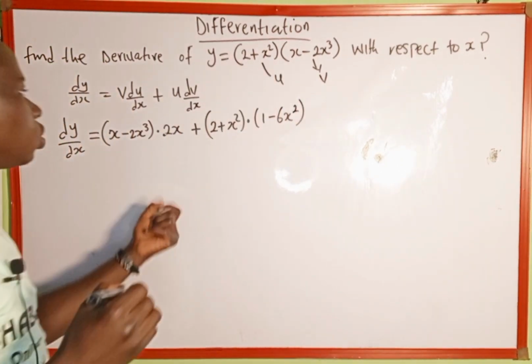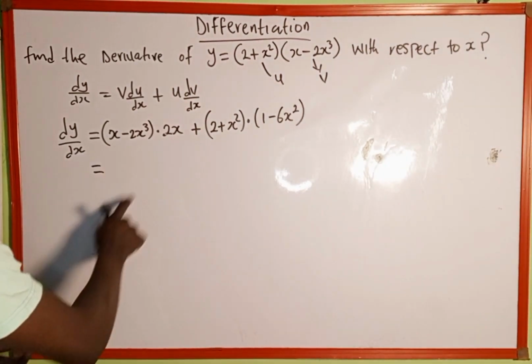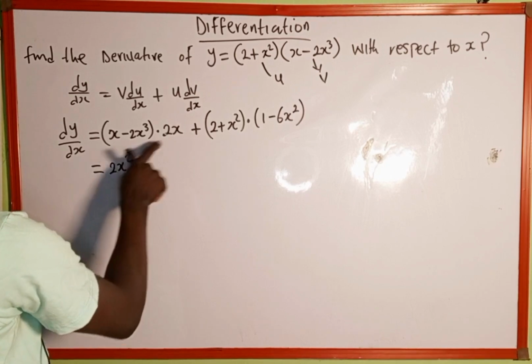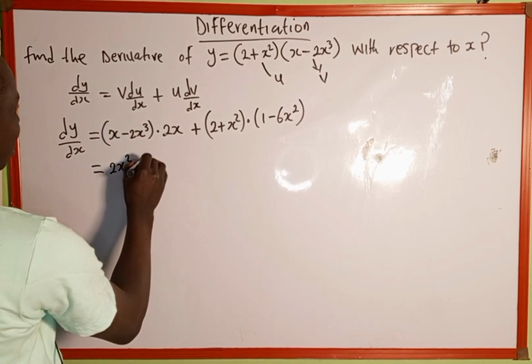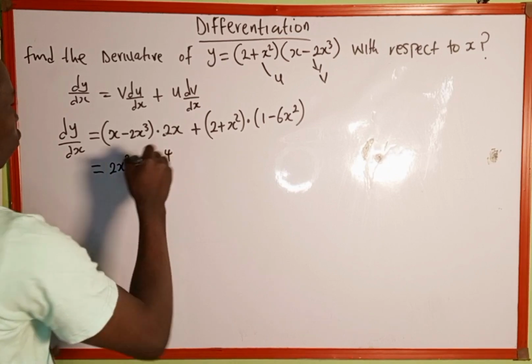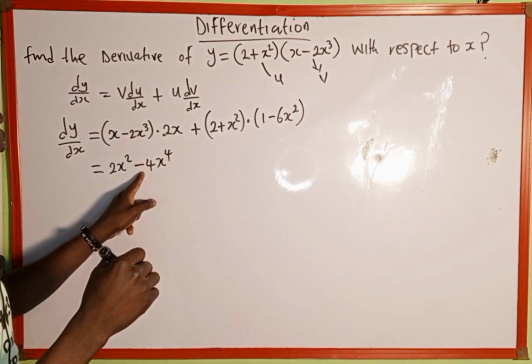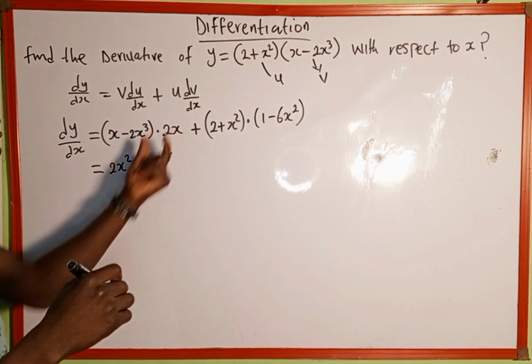So the next thing we're going to do is to multiply and simplify. So this is going to be what? 2x multiplied by x is going to give us 2x squared. Then 2x multiplied by negative 2x cubed is going to give us negative 4x to power 4, because 2 multiplied by negative 2 is going to give us negative 4. Then x to power 3 multiplied by x is x to power 4.